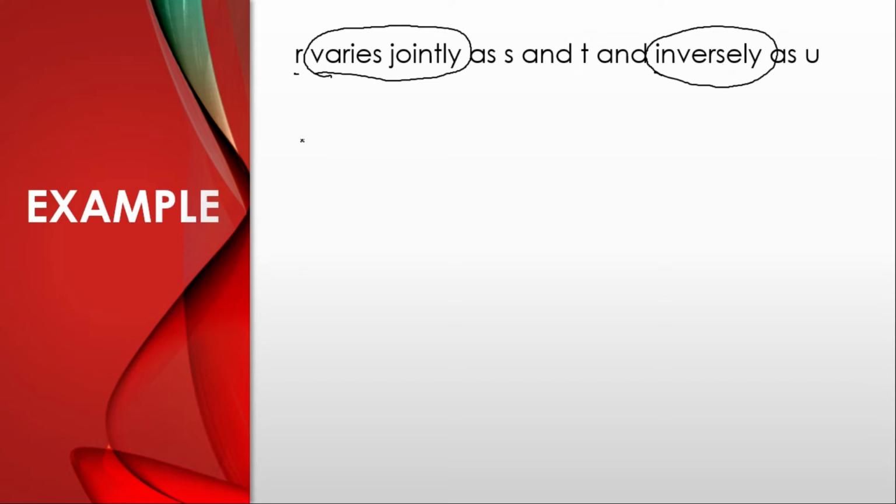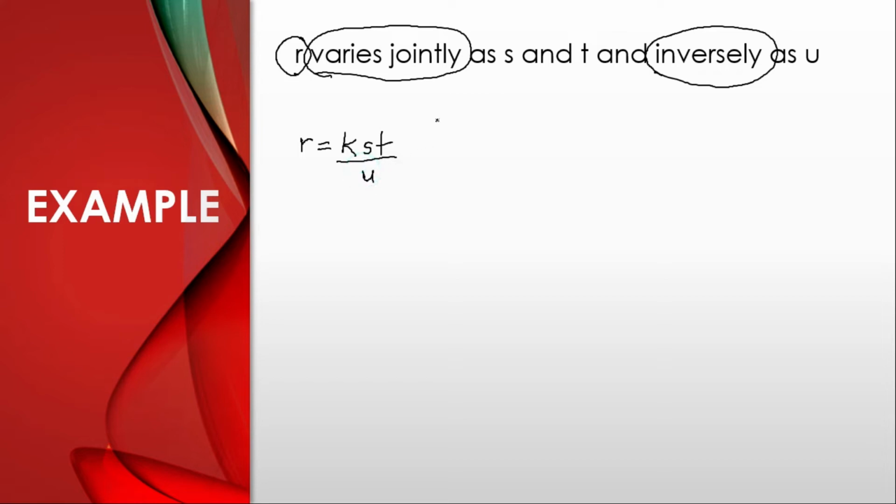Kaya naman, isa-isahin natin, paano ba natin isusulat yung R varies jointly as S and T? So, di ba, kanina nag-joint tayo, so dapat alam niyo na. So, yung pinakaunang variable, yan yung nasa left side ng ating equal. So, R is equal to K. Yan, laging nandyan yung ating K, hindi yan magbabago ng position. So, R is equal to K, tapos yung ating jointly, so magkatabi yung ating S and T, over. Yung inversely naman, since inversely yan, di ba, kaya nasa denominator yan, as U.